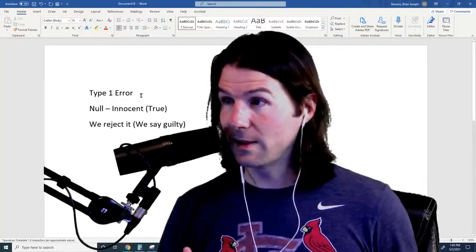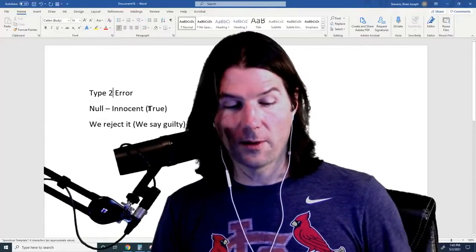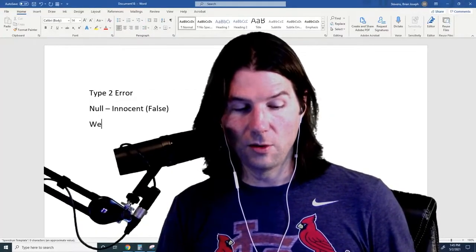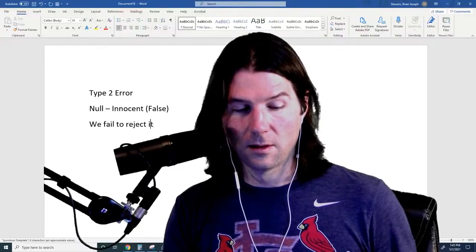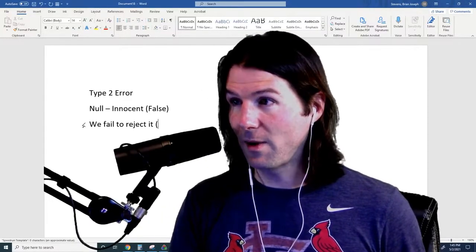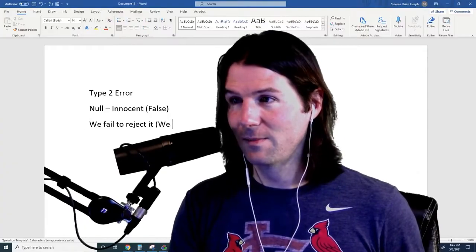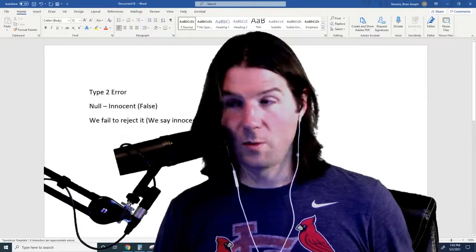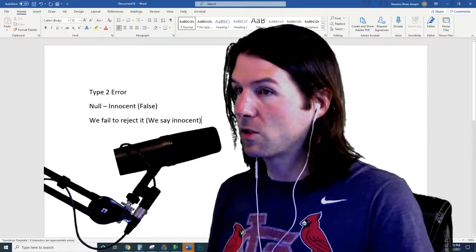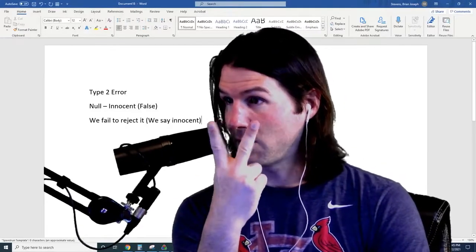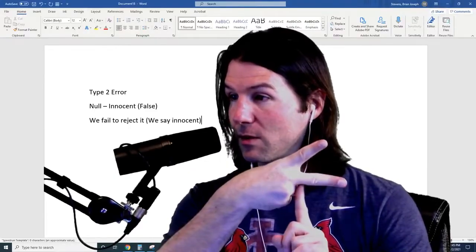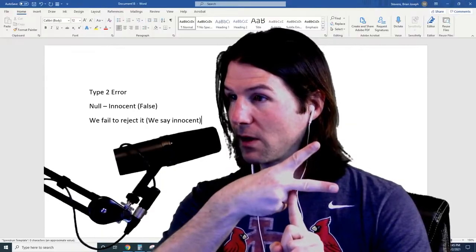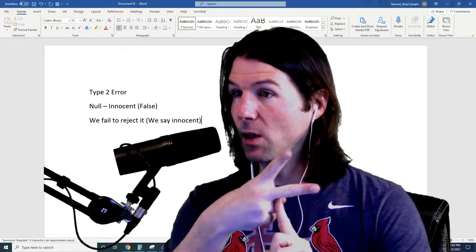To contrast this, and we'll do some examples here in a moment, a type 2 error is when the null is false and we fail to reject it. So we say they are innocent right here. In a type 2 error, so there's the 2, the null is false. Do you see the F right there? In a type 2 error, the null is false, and we fail to reject it. That's the second one right there.